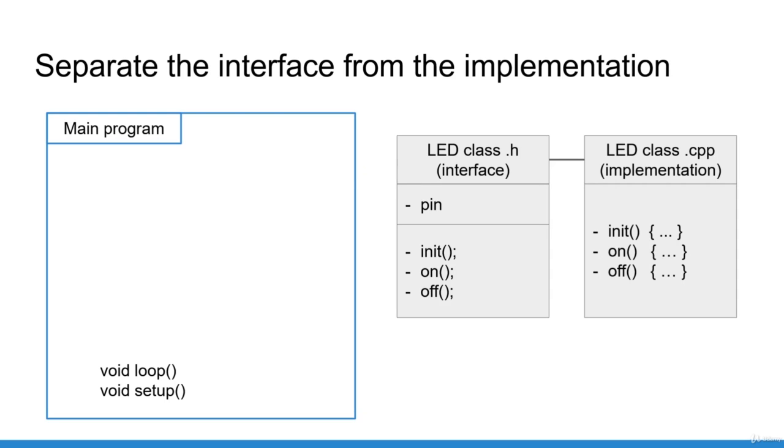And from that, we are going to include the LED header file in the main program, so we can use the LED class from the main program in the void loop and the void setup. Alright, so three steps here: create a header file, then create an implementation file, and then include the header file, or the interface, in our main program.